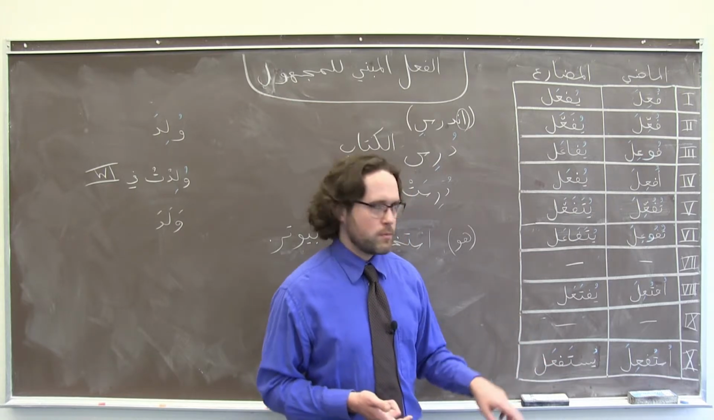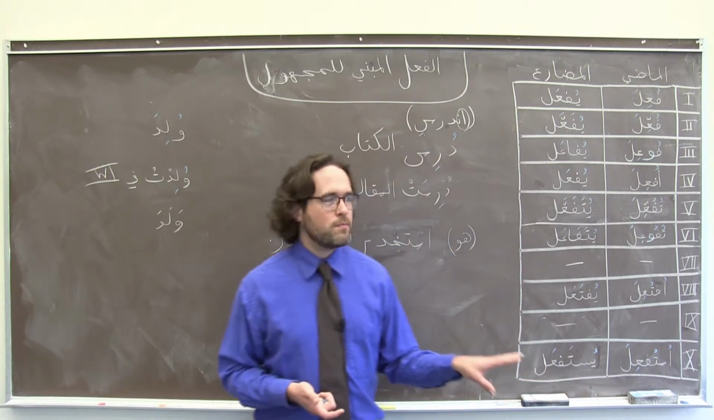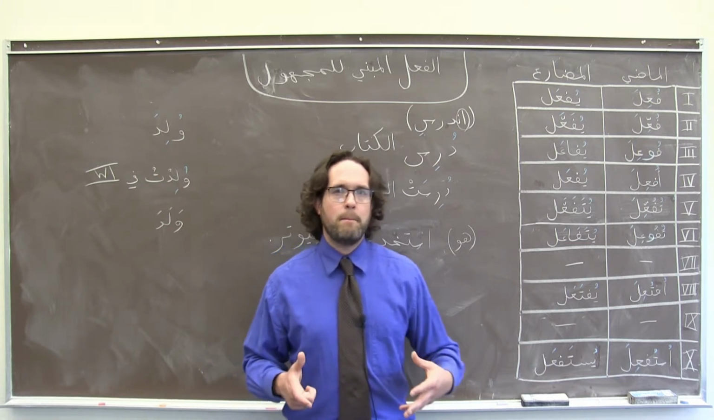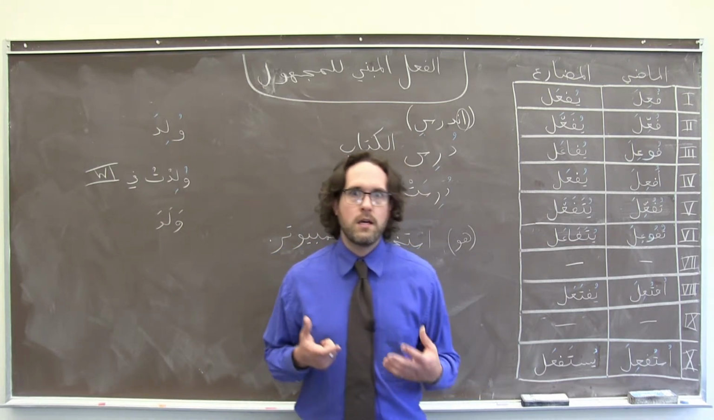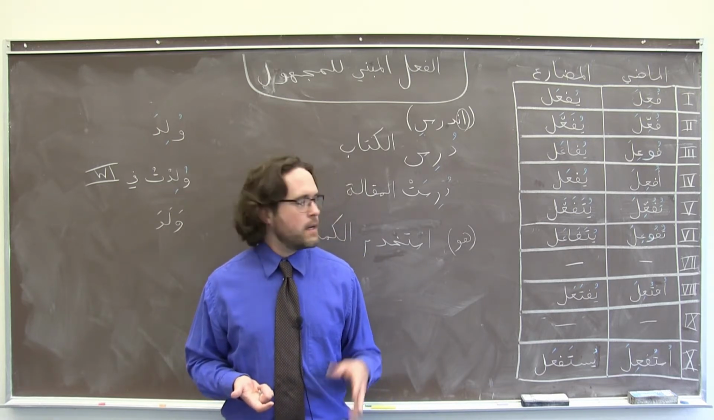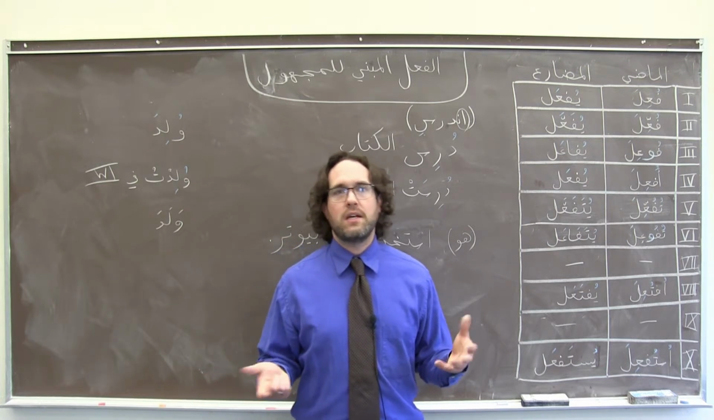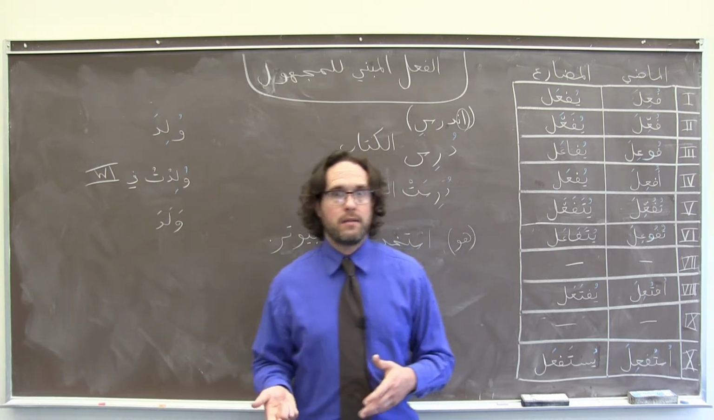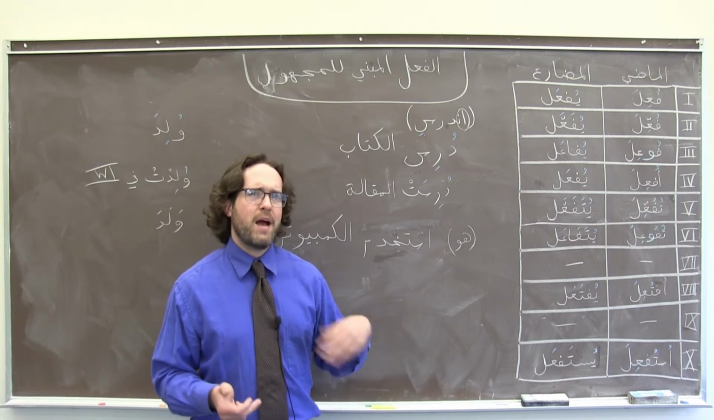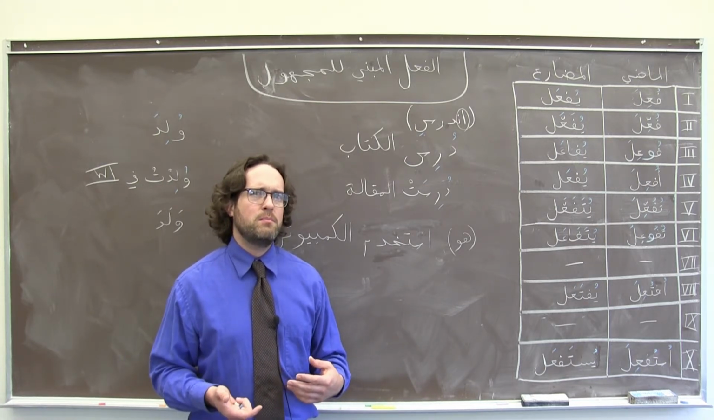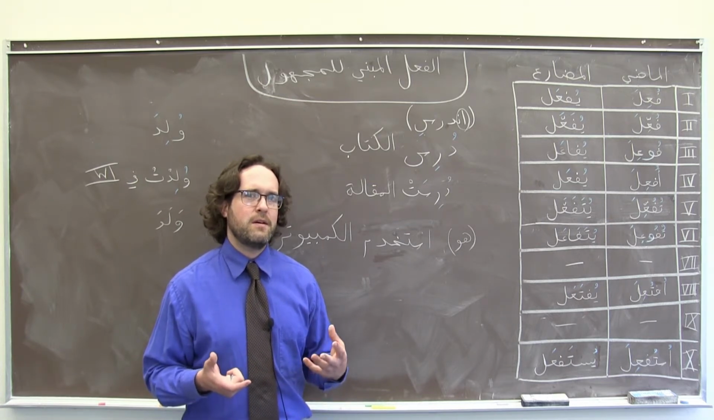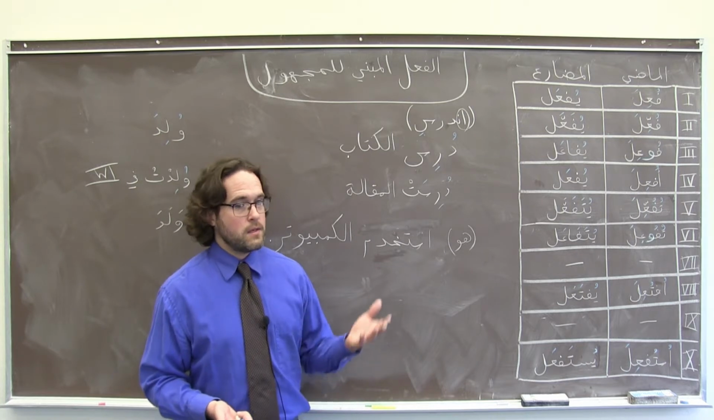And Form 9 verbs, if you go and study the Form 9 video, or if you've used them or seen them or heard about them, tend to have the meaning of being or becoming something, especially gaining a physical quality. Turning green or being blonde. So if we made that verb passive, it would become a little too recursive. It wouldn't really have a meaning that made any sense.